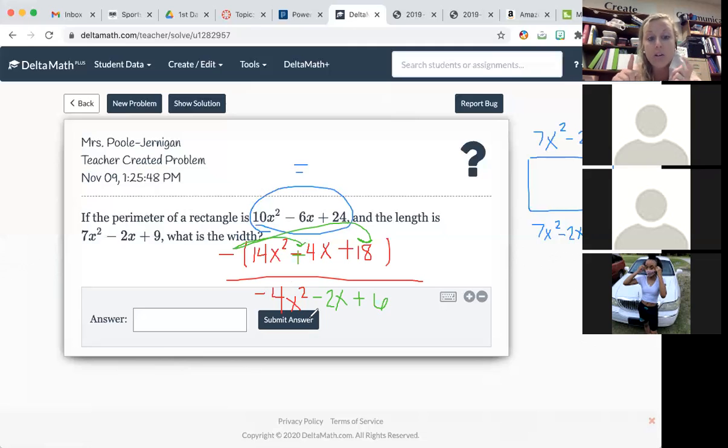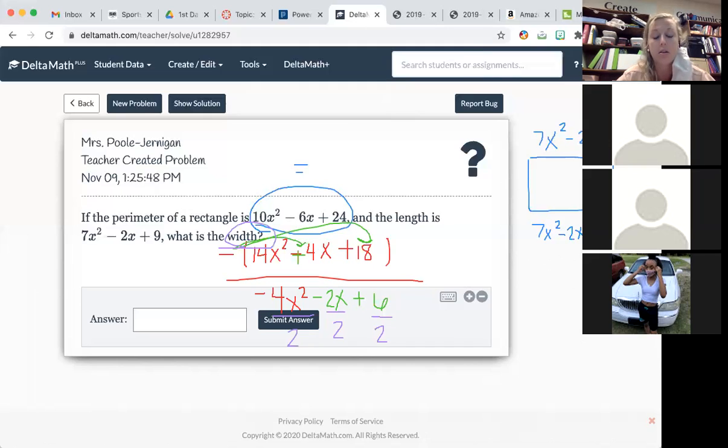Now let me ask y'all a question because this is also where people messed up on this homework from last week. How many widths do we have? 2. So what do I have to do with this to find each one? Divided by 2. Very good. So if I divide each term by 2, that'll tell me what I should have for just one of the widths, which is what it's asking for.